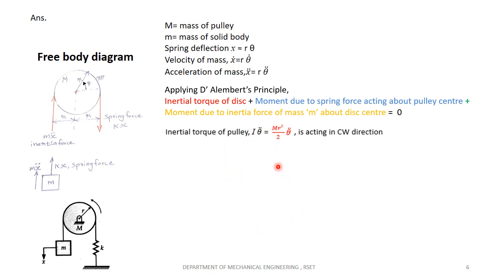For a solid disk, the radius of gyration is r by root 2. Moment of inertia is mass into radius of gyration square. So m into (r by root 2) whole square, that is m r square by 2. Here m is the mass and k square is r square by 2, so m k square is m r square by 2. So m r square by 2 into theta double dot is the inertial torque of the pulley.